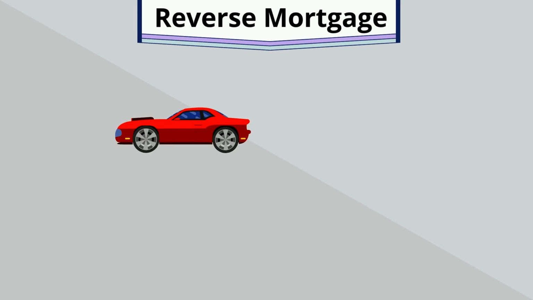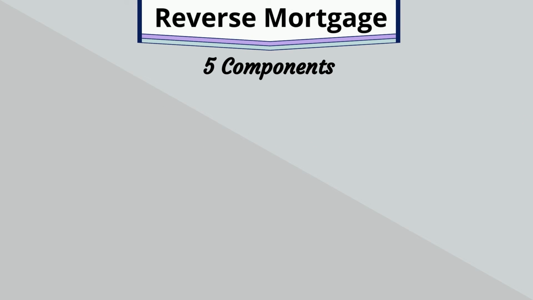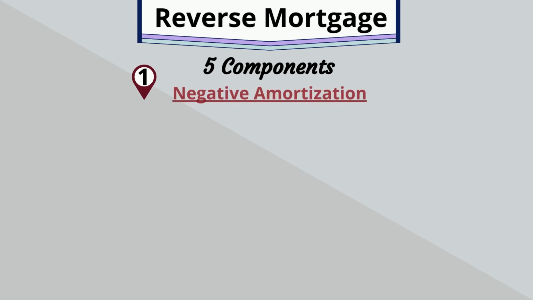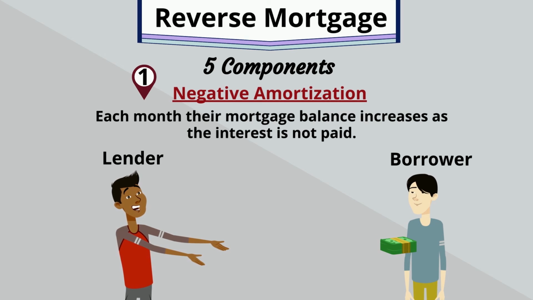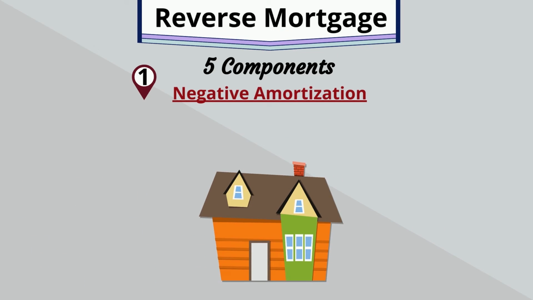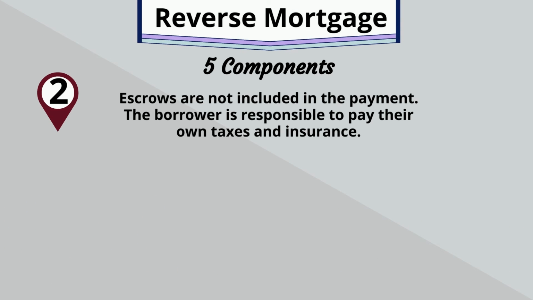Reverse mortgages. There are 5 components to a reverse mortgage. They include 1. Negative amortization. Payments are made to the borrower from the lender, drawing equity from the borrower's home. Each month, their mortgage balance increases as the interest is not paid. No mortgage payments are required until after the borrower's vacancy of the home. 2. Escrows are not included in the payment. The borrower is responsible to pay their own taxes and insurance.